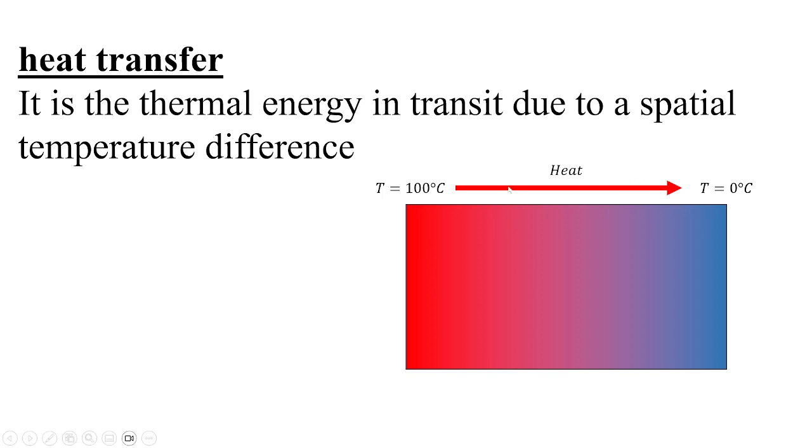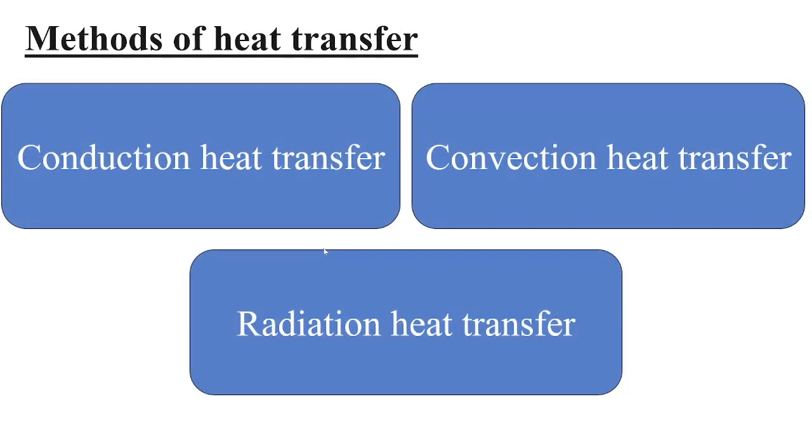We know that when an object at 100 degrees Celsius is placed near another object at 0 degrees Celsius, the energy will be transferred from the higher temperature to the lower temperature, from the object at 100 degrees Celsius to the object at 0 degrees Celsius. This is done through three different methods. The first one is conduction heat transfer, the second one is convection heat transfer, the third one is radiation heat transfer.